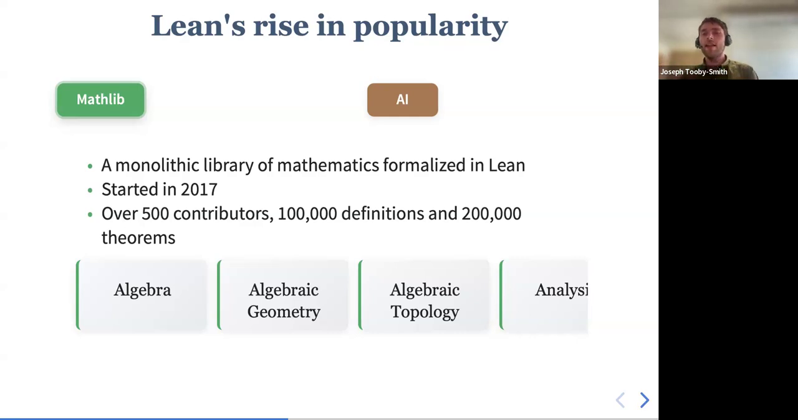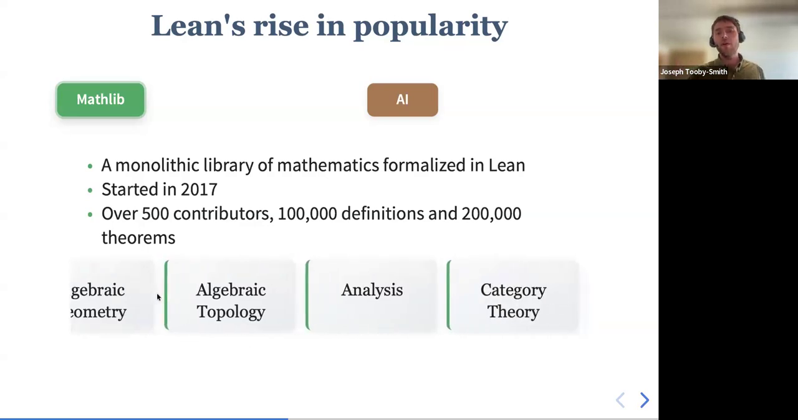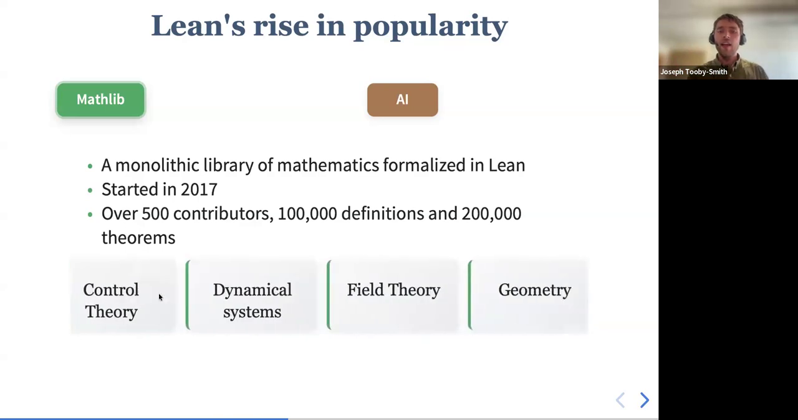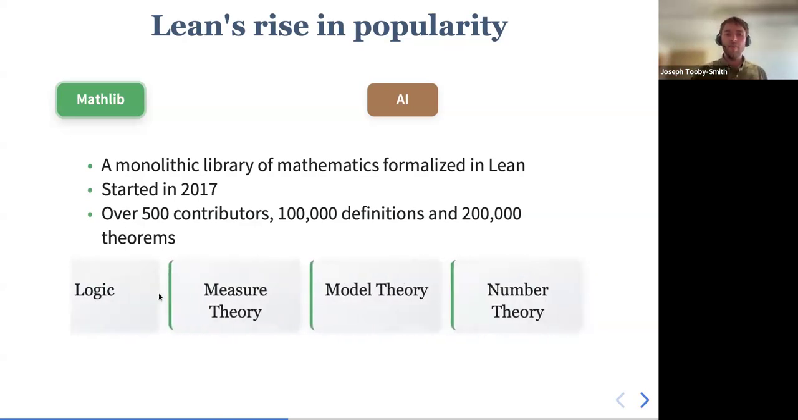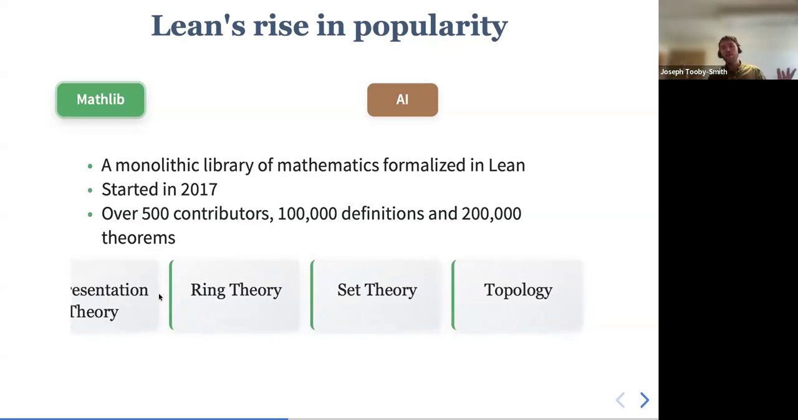The project was started in 2017, and these statistics are slightly out of date, but it's had over 500 contributors, has got over 100,000 definitions from mathematics and over 200,000 theorems from mathematics. And it covers a range of different areas from algebra to algebraic topology, category theory, field theory, information theory, measure theory, and so on and so forth. It covers some areas more than others. For example, it's got more number theory than it's got differential geometry, but it's still got a large coverage of a lot of different areas. So much so that you can start to do high-level mathematics using this library.